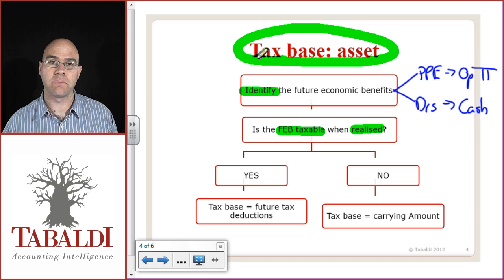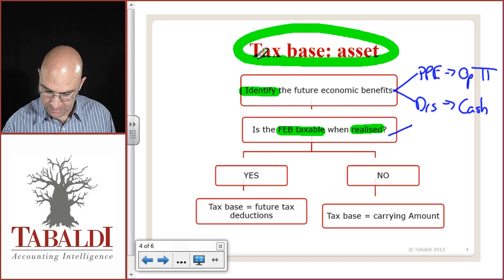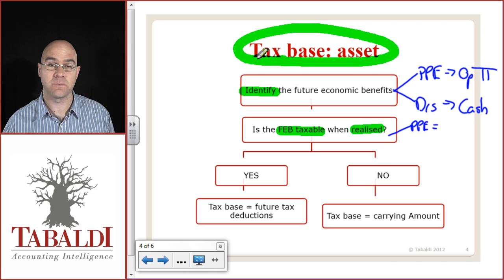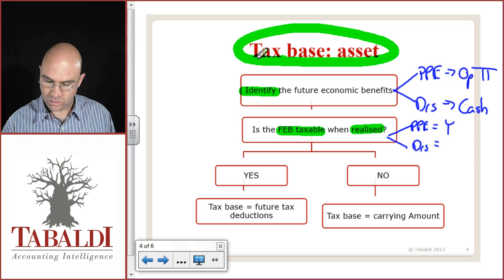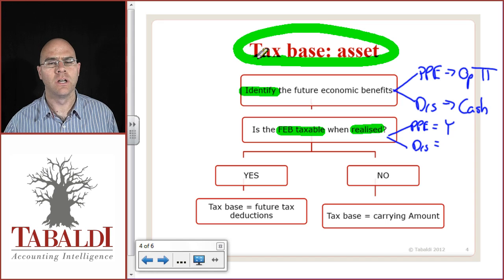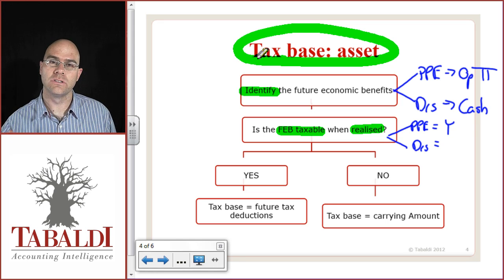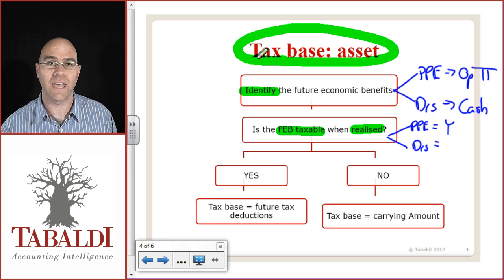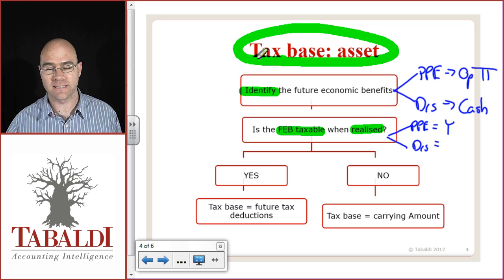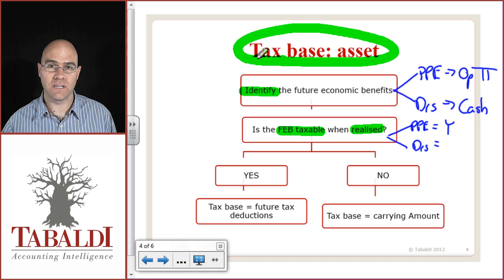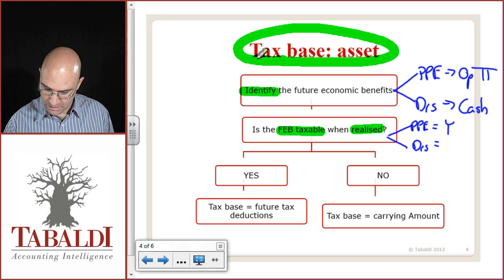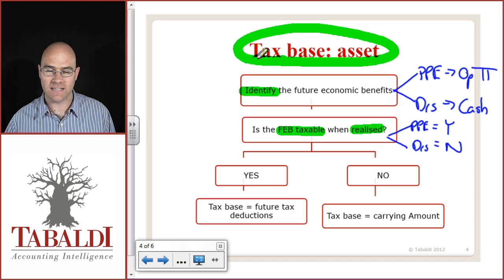Now, are those future economic benefits taxable when realized? For PPE, will future operating profits be taxable? Definitely, yes. For debtors, will those future cash receipts be taxable? No, because the tax authorities will generally tax you on the earlier of accrual or cash receipt. When I invoice and raise the debtor, that's the accrual date. As I raise the debtor and the related sale, that's when SARS treats that as taxable income. It does not tax me again when the debtor pays me. So that would be definitely no to being taxable in the future.